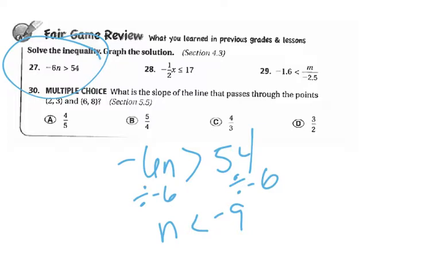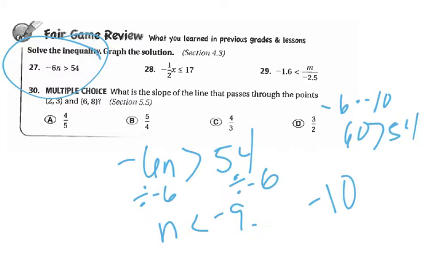So that means if I would plug negative 9 in for n, negative 6 times negative 9 is what? You should say, okay, I'm going to switch that. n has to be less than negative 9. So I'm going to use negative 10, right? Because negative 10 is less than negative 9 because it's further to the left of 0. So if I take negative 6 times negative 10, I'm going to get 60, and 60 is greater than 54, okay? So don't forget to flip that inequality sign if you're dividing by a negative.